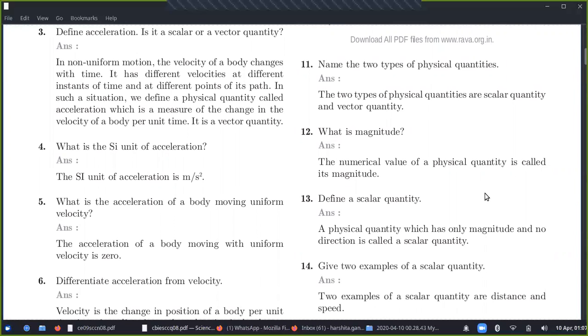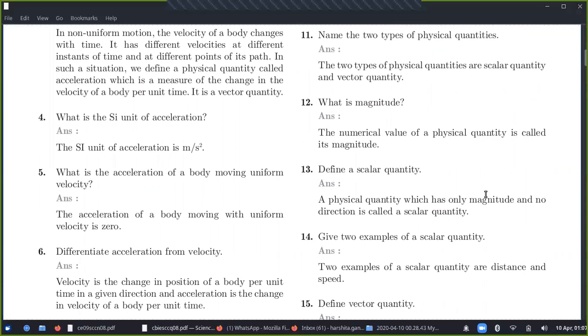For example, let's take velocity. The magnitude of velocity is called speed. Okay, so the number, numerical value means a number. Okay, the numerical value of a physical quantity is called its magnitude.